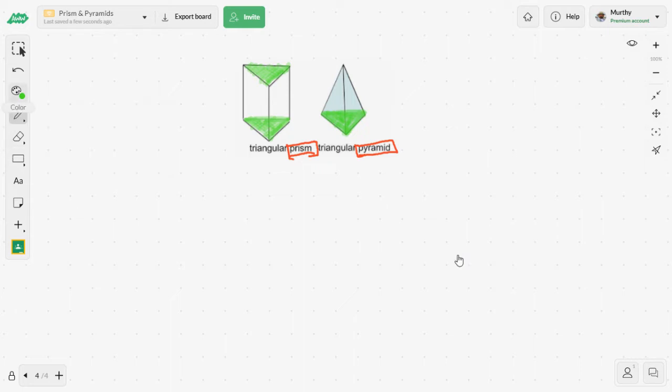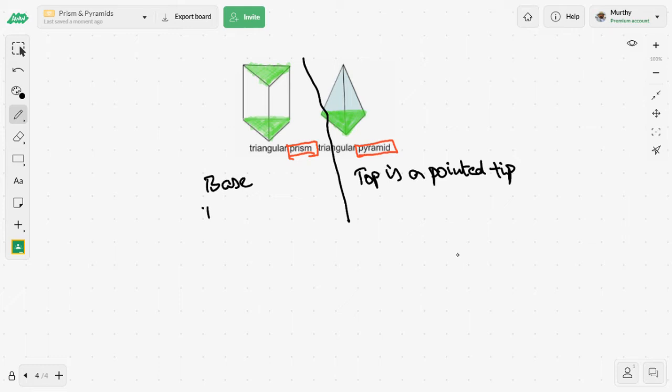So let me write the difference between these two. If you take a pyramid, whatever the base shape may be, the top is a pointed tip. Whereas in the case of a prism, the base and the top, these two are congruent, identical, or they have the same shape. That's the basic difference.